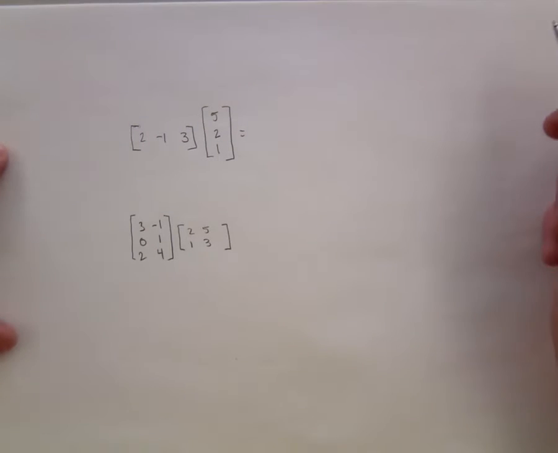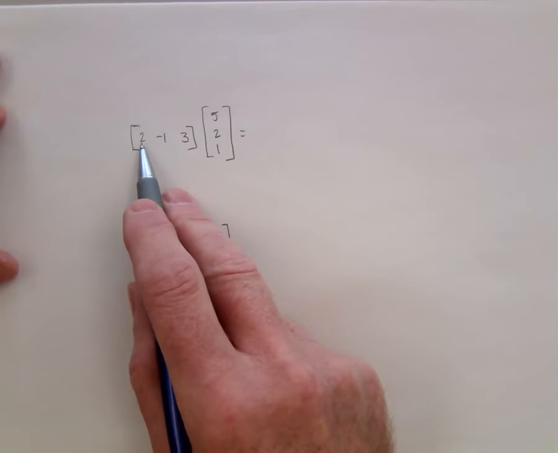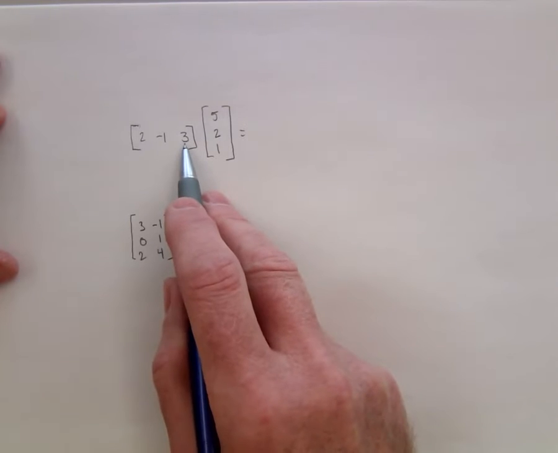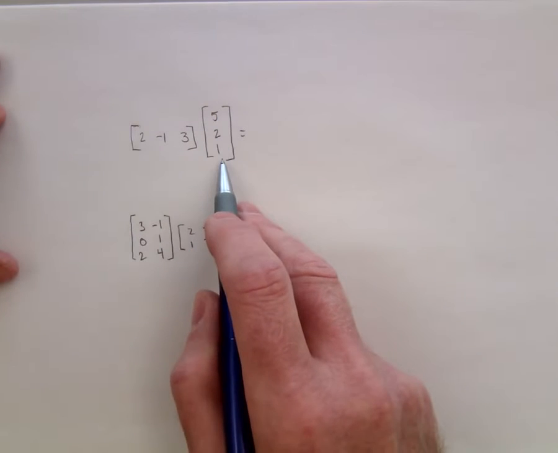Here is a very quick little demonstration of how to multiply a row matrix by a column matrix, and then how to multiply matrices of larger dimension. We start with a 1 by 3 row matrix and a 3 by 1 column matrix.